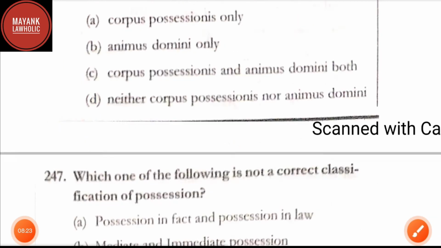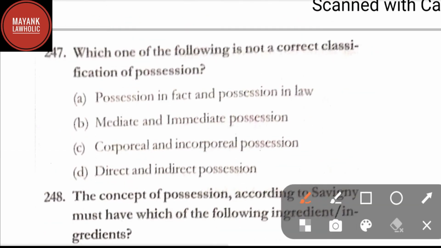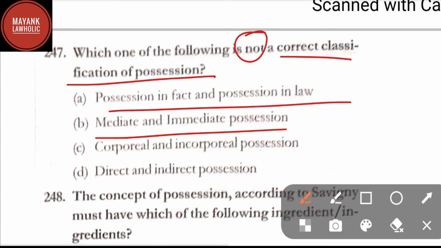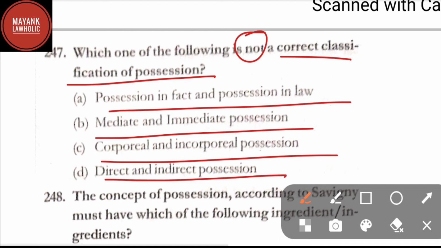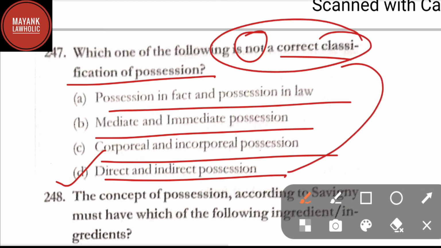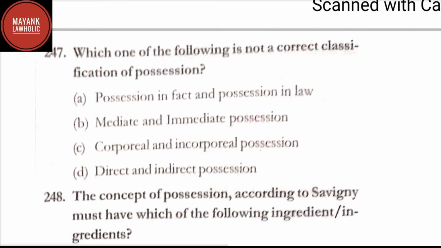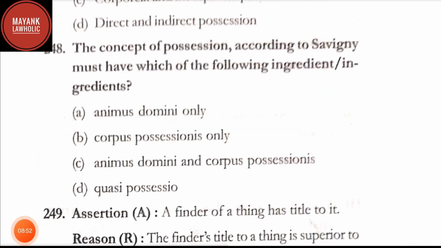Question number 247. Which one of the following is not a correct classification of possession? Option A, possession in fact and possession in law, mediate and immediate possession, corporeal and incorporeal possession, direct and indirect possession. Here in question number 247, the correct answer is option D, that is direct and indirect possession are not correct classification of possession. That's why option D is the correct answer, whereas possession in fact and possession in law, mediate and immediate possession, corporeal and incorporeal possession are the correct classification of possession. Now let's proceed to question number 248.